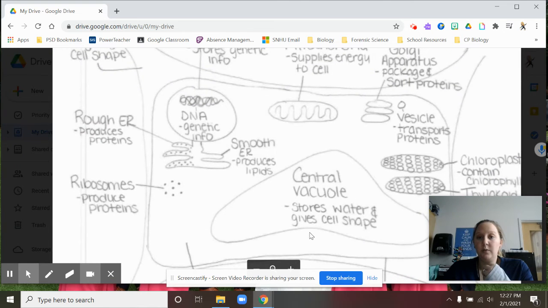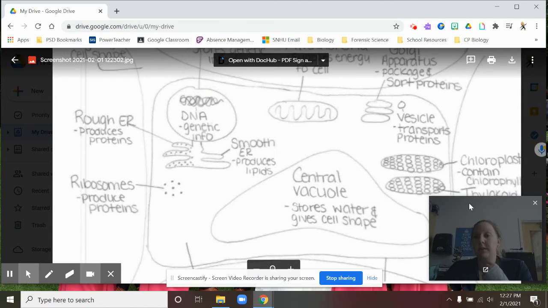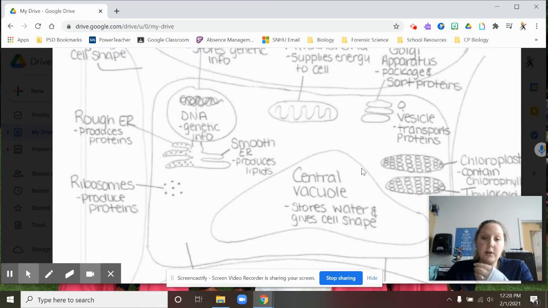The central vacuole's job is to help support the outer structures of the cell to provide structure from the inside. It stores water so the cell doesn't take in too much water at once and slowly releases water as the cell needs it.